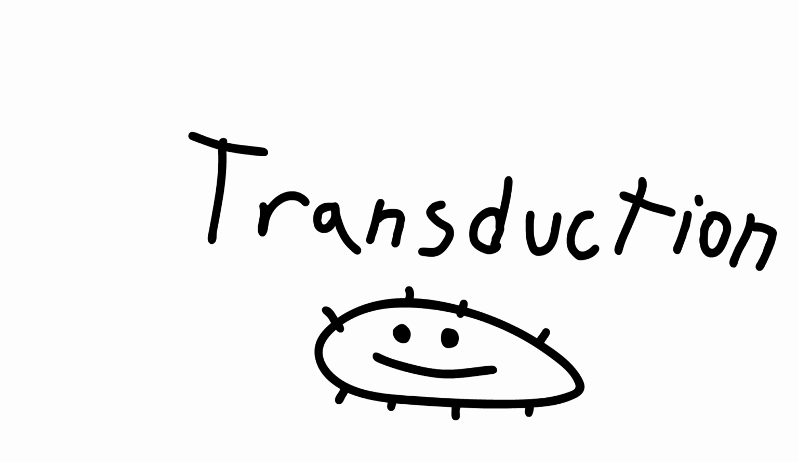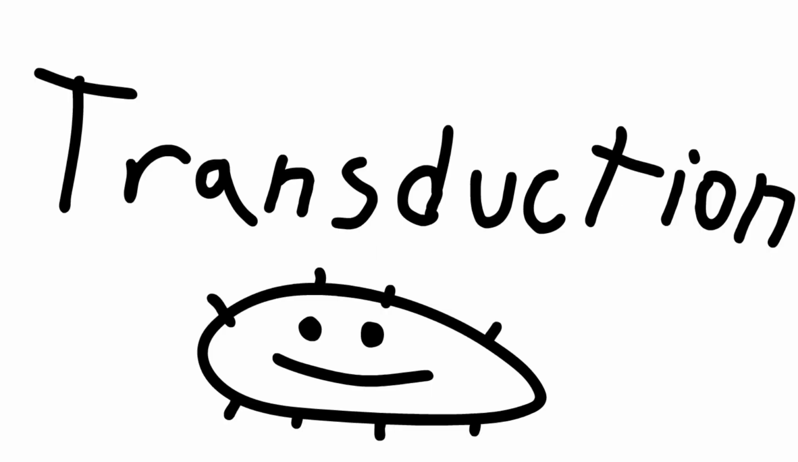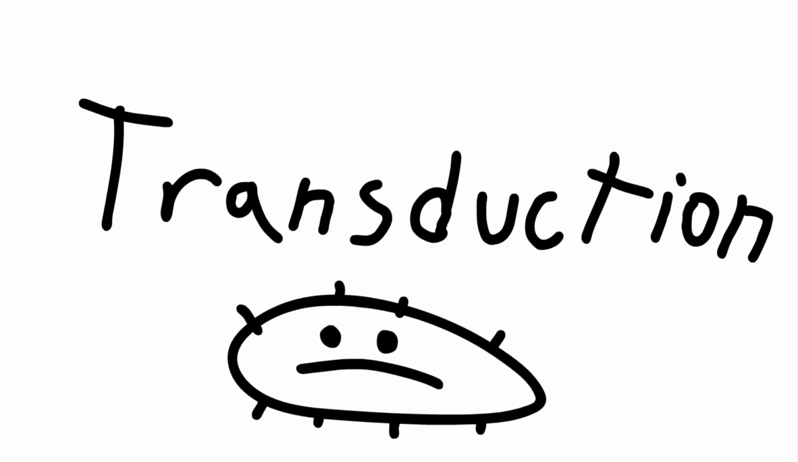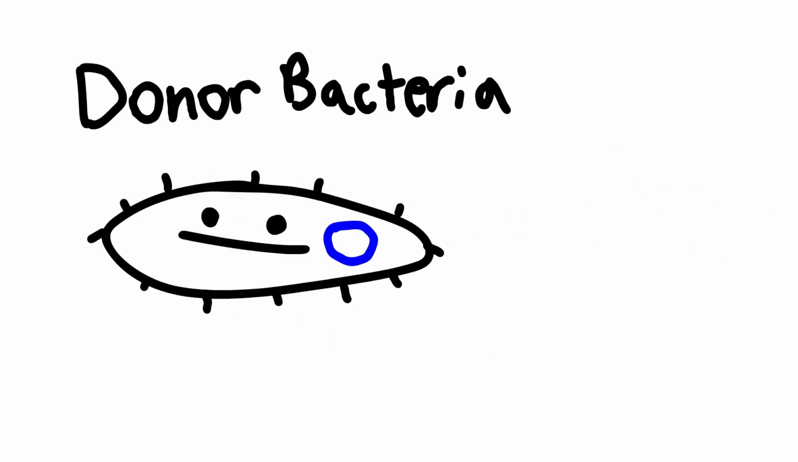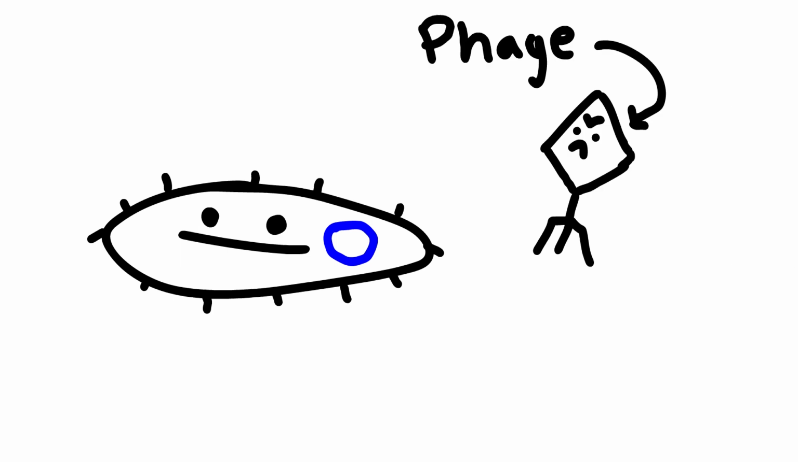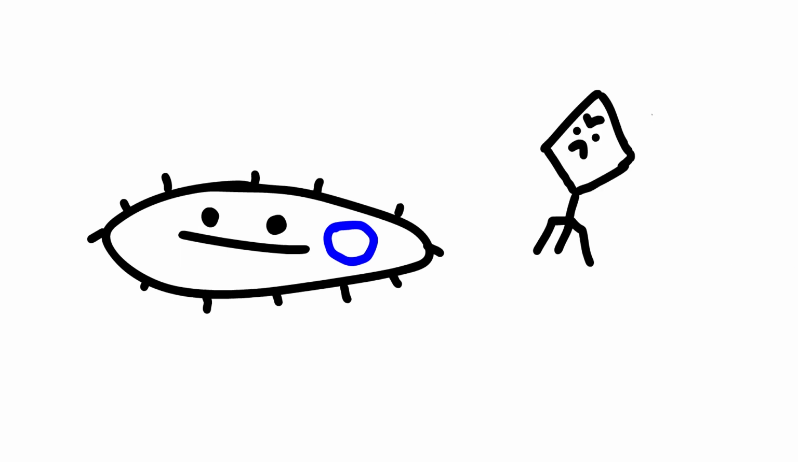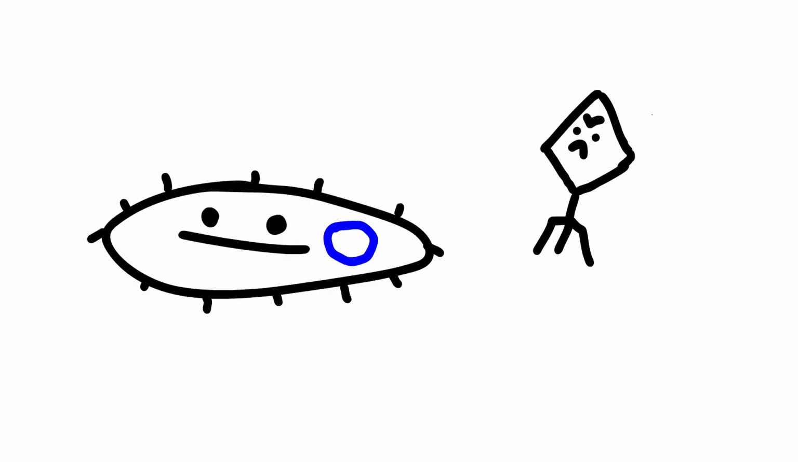Next up, we have transduction, which also has a semi-bad ending for the donor bacteria. First, you have a normal bacteria minding its own business. Then, from out of nowhere comes a phage, which has one purpose and one purpose only: to beat up the bacteria and steal a piece of its DNA. The beating up part was just a joke, so let me rephrase that.